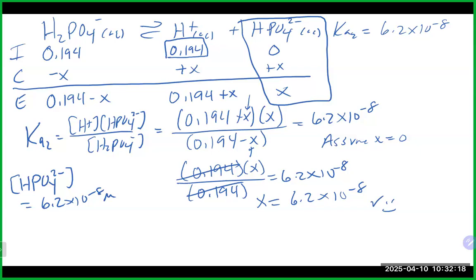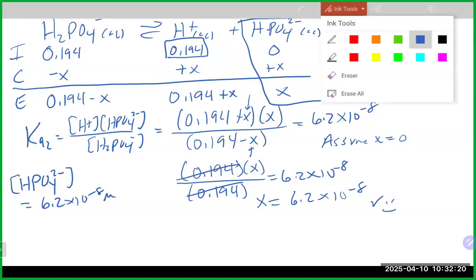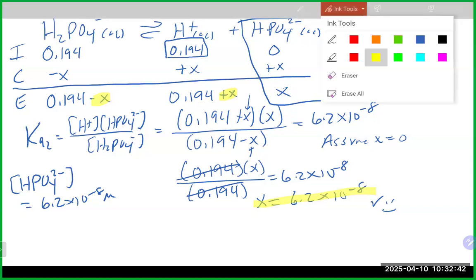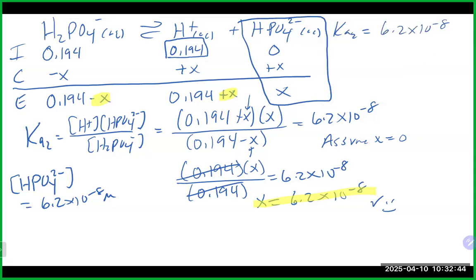Now, what happens in this case when I take my X value here and I put it into here and here? Does the number change? If you take 0.194 and you subtract 6.2 times 10 to the minus 8, you still get 0.194. It doesn't change, yeah? And the same thing, if you added it, it still stays basically the same. You could do it if you don't trust me, but it will become the same. So very small amount, right, coming off in this case.